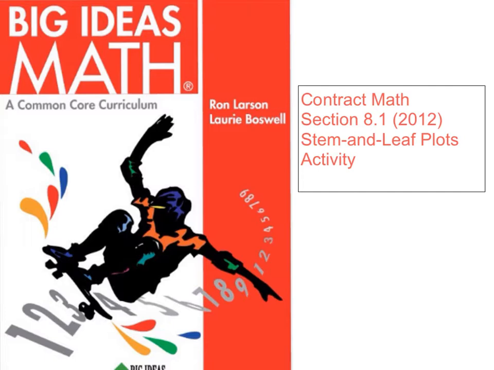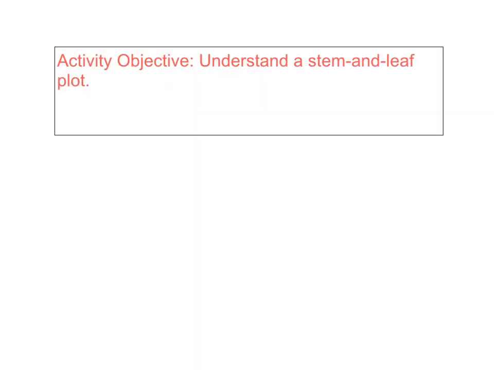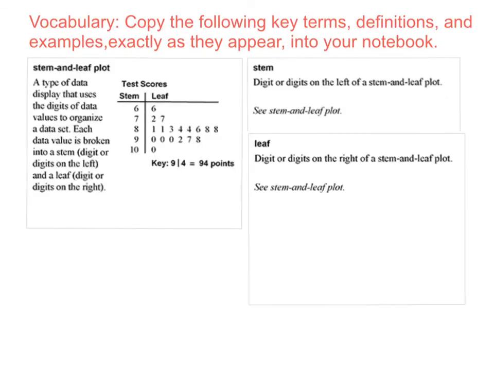Pause while you write Section 8.1, 2012 edition Activity in your math notebook. Pause again while you write today's activity objective in your math notebook. Today's objective is understand a stem and leaf plot. Copy the following key terms, definitions, and examples exactly as they appear into your notebook.